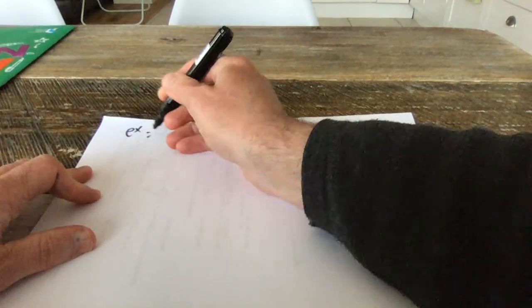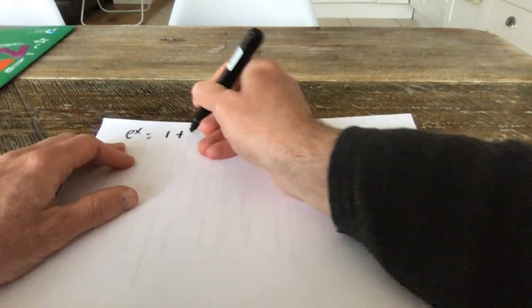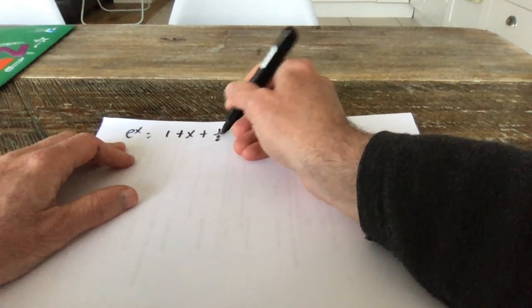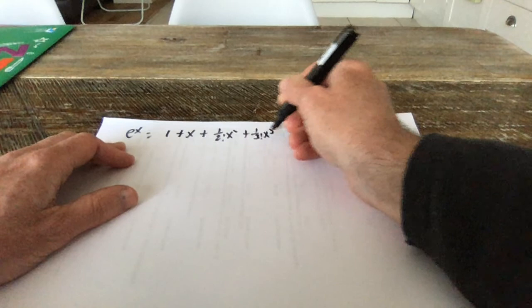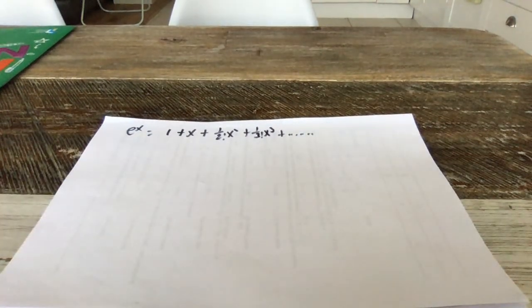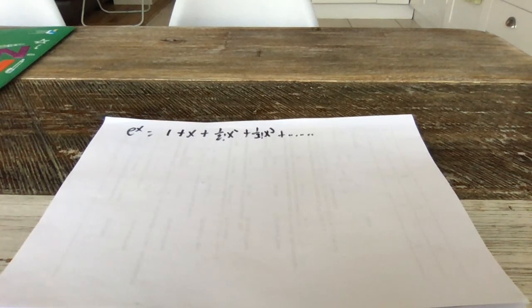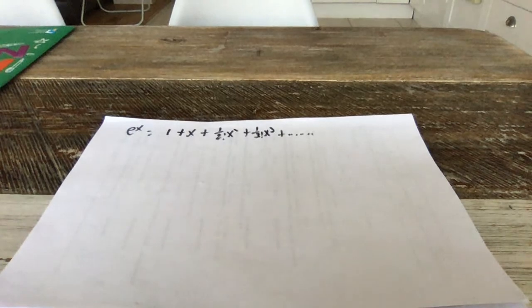Here's where we are now so far. At this stage, we've got exponential x is equal to 1 plus x plus 1 over 2 factorial x squared plus 1 over 3 factorial x cubed plus dot, dot, dot. And really, you should probably remember that if you could. Should you? Maybe you should. I think you should.